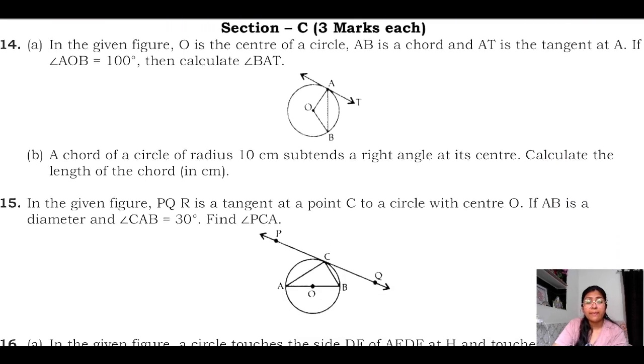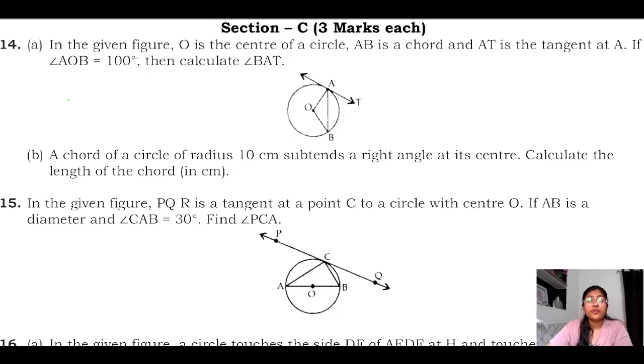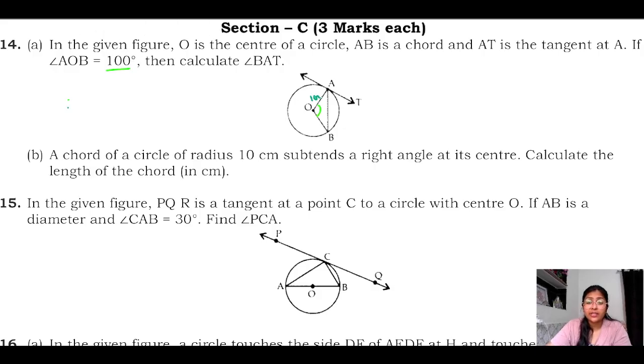First question. In the given figure, O is the center, AB is the chord, AT is the tangent at point A. Angle AOB is given as 100 degrees. If this angle is 100, this angle will be 40 by the isosceles triangle property and the angle sum property. They are asking to find angle BAT.